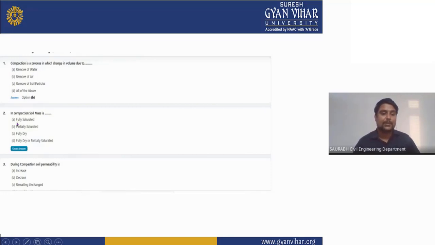Now we will see: in compaction, soil mass is. It is asking what will be the effect on your soil mass in compaction. First, fully saturated. Second, partially saturated. Then fully dry, and the last one is fully dry and partially saturated. Let's see what your right answer will be. The right answer will be fully dry and partially saturated. This is a very important question, and it may be asked in government exams. So you need to remember the answer and the meaning of soil mass.